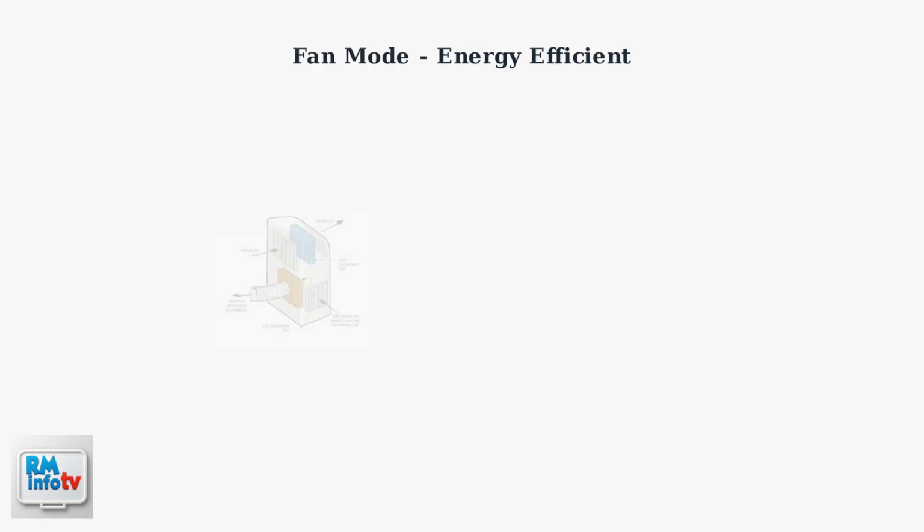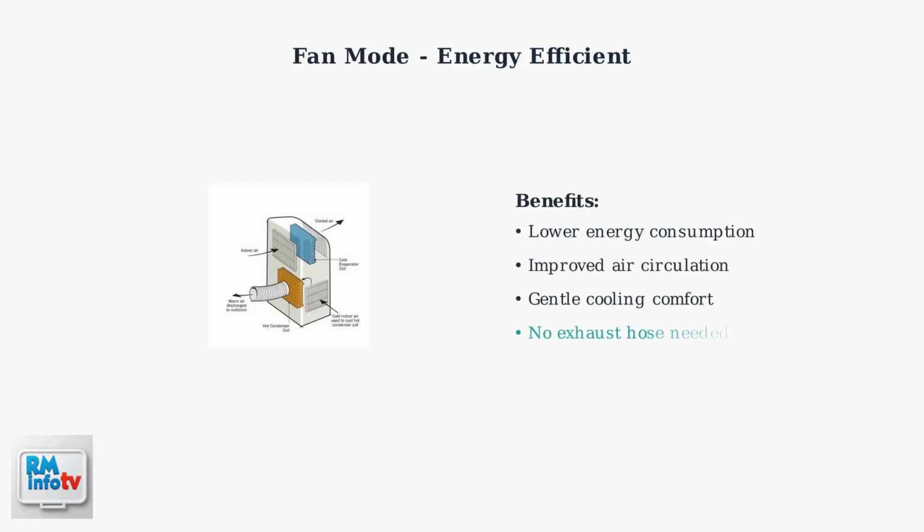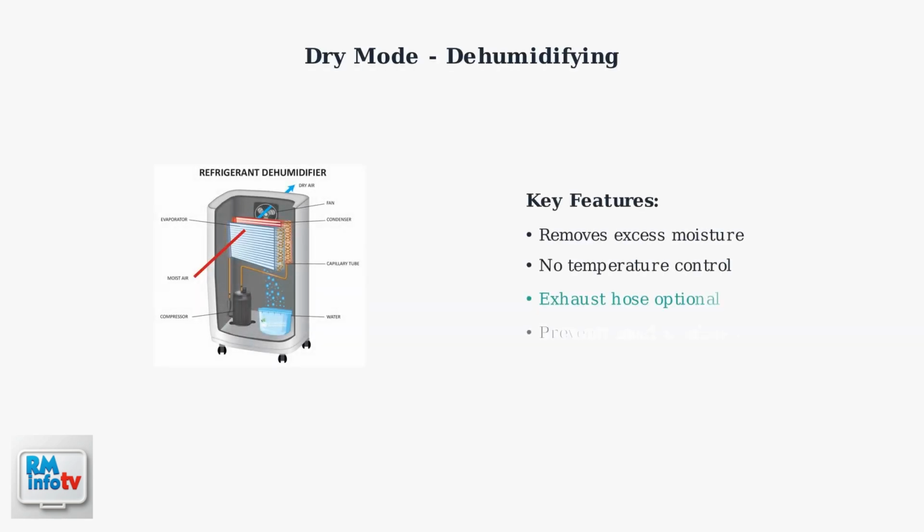Fan mode circulates indoor air without cooling, providing comfort while using significantly less electricity. This mode is ideal when you need air movement but don't require temperature reduction. Dry mode functions as a dehumidifier, removing excess moisture from the air. Unlike cool mode, there are no temperature adjustments, and the exhaust hose does not need to be vented outdoors.